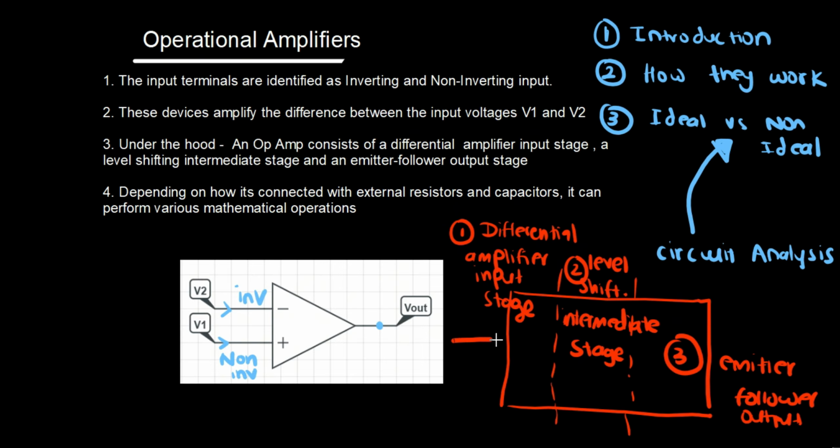So we give an input signal to the op-amp, and the input that we give undergoes 3 stages. The first stage is the differential amplifier input stage, the second is the level shifting intermediate stage, and the third is the emitter follower output stage, and then we get our output from this terminal. Depending on how this operational amplifier is connected with resistors and capacitors, we can make it perform various mathematical operations.